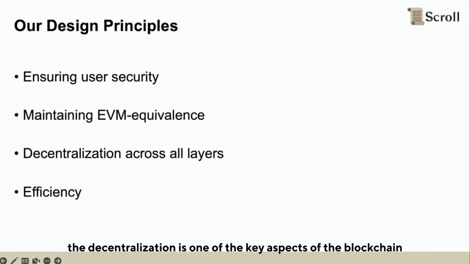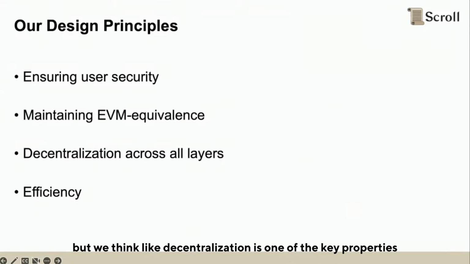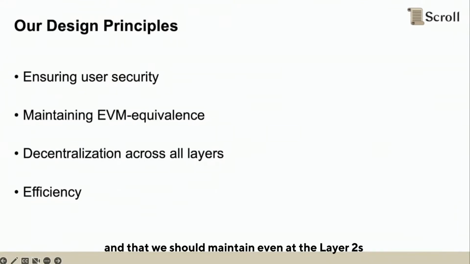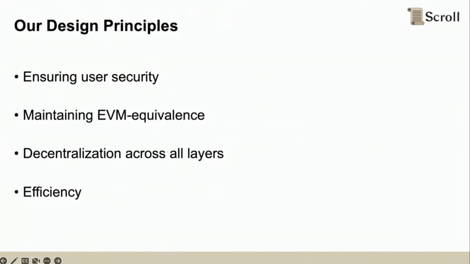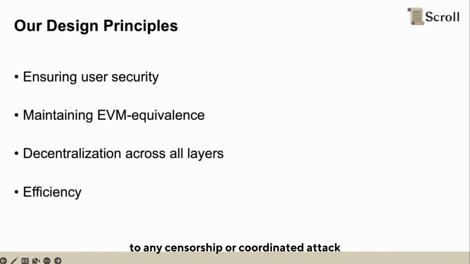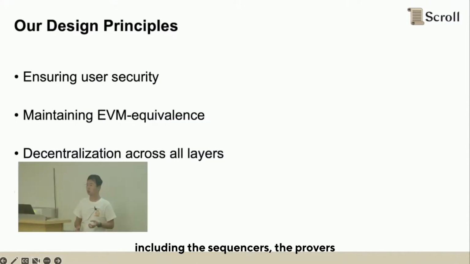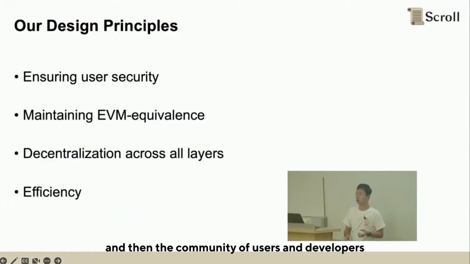Third, decentralization is one of the key aspects of blockchain. Usually it's overlooked or improperly traded for efficiency reasons. But we think decentralization is a key property that we should maintain even in the layer 2 context. Decentralization can also guarantee a protocol is very resilient to censorship or coordinated attacks. In Scroll, we consider decentralization across many different aspects and layers, including the sequencers, the provers, and the community of users and developers.